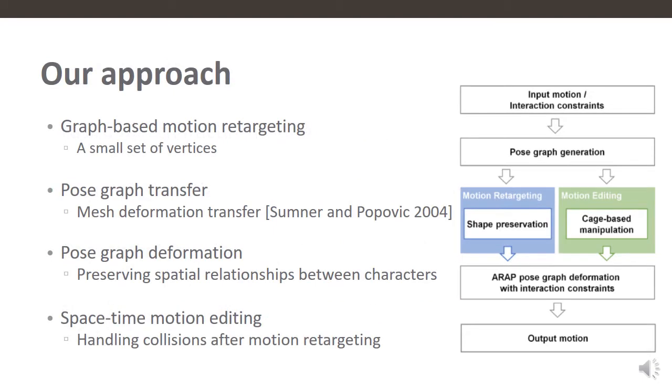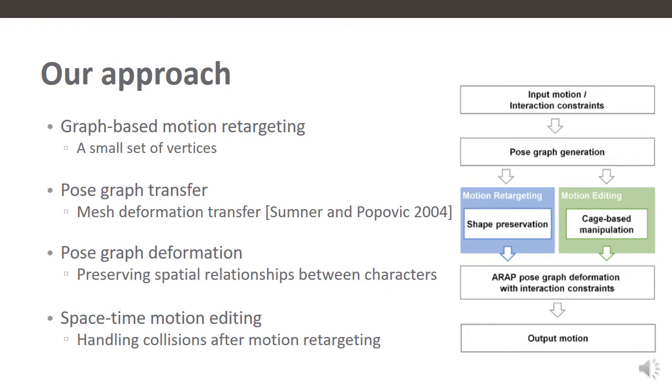So those are achieved based on a new graph structure with fewer connections and linear constraint formulation. We generate a pose graph for an individual character, and the motion retargeting is performed based on a novel two-step optimization scheme. So the pose graph transfer and pose graph deformation are performed sequentially. In the first optimization step, we perform motion retargeting based on the idea of mesh deformation transfer for each individual character, and the resulting animation maintains the original motion of the character.